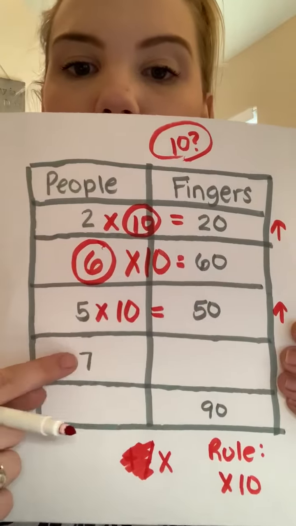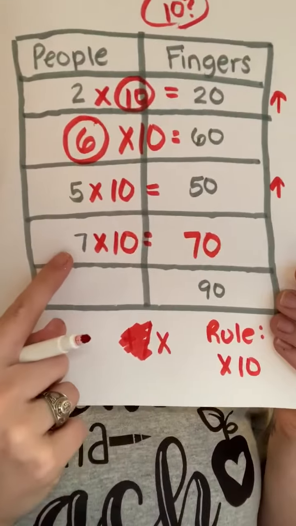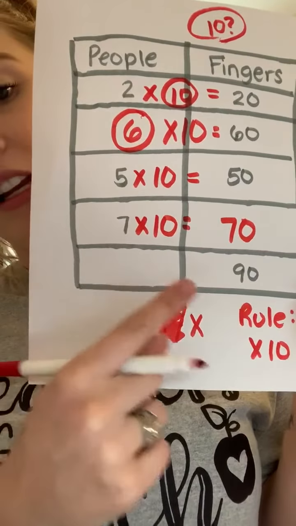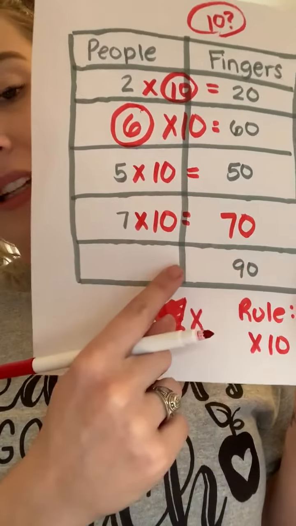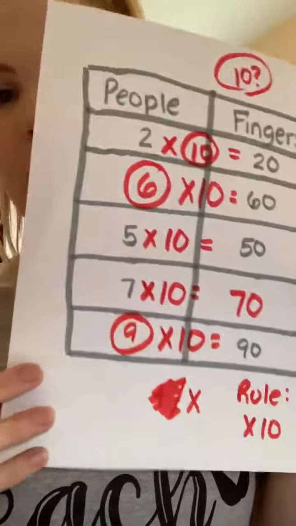This row's good. Oh, here, this one's going forward. So we use our rule, times 10. So 7 times 10 equals 70. So 7 people have 70 fingers. Uh-oh, this one's going backwards again. So we can look at it either as division, 90 divided by 10 equals what? Or we can say, what times 10 equals 90? And that answer is going to be 9.